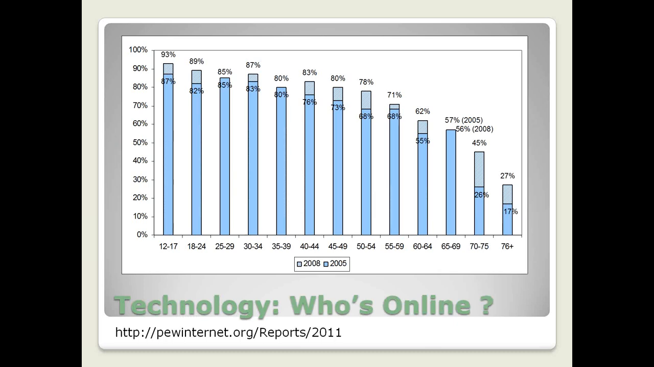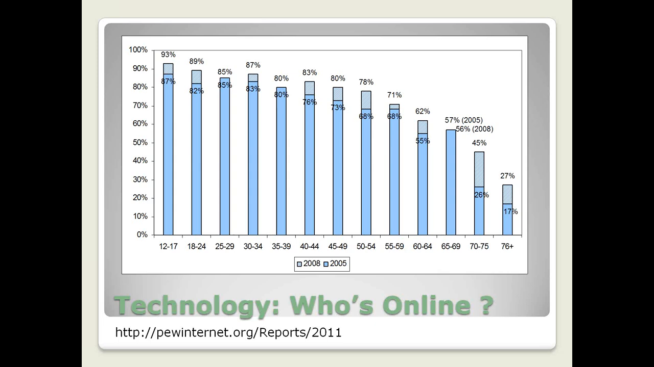So who's online? The Pew Internet and American Life report shows us, this is a fairly recent report. I think they released it in 2009. By age, it shows who's using the internet. And what was really interesting to me is that in the oldest age groups, the 76 plus and the 70 to 75 that are represented on this chart, there's a phenomenal growth between 2005 and 2008 in the number of people who are using the internet.